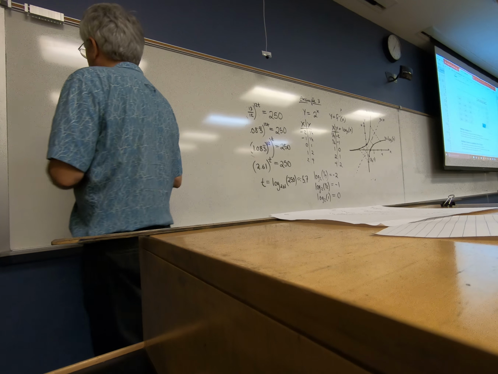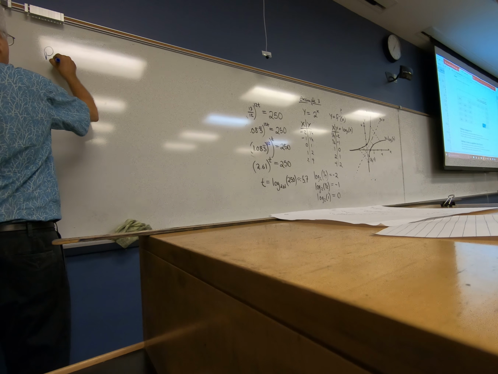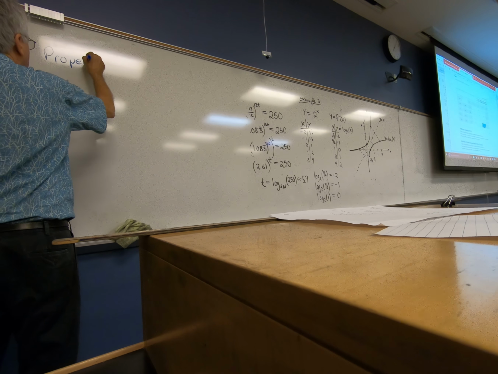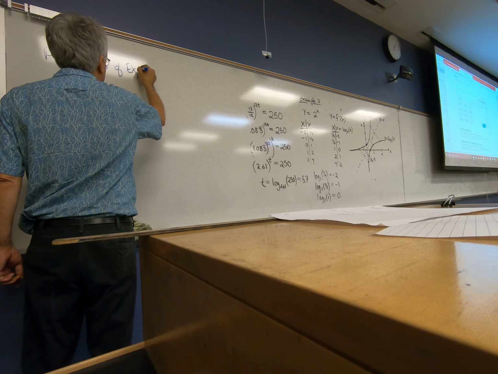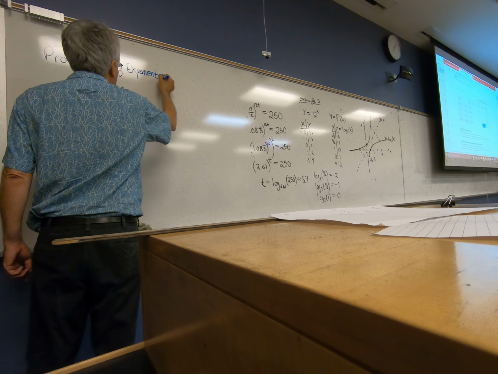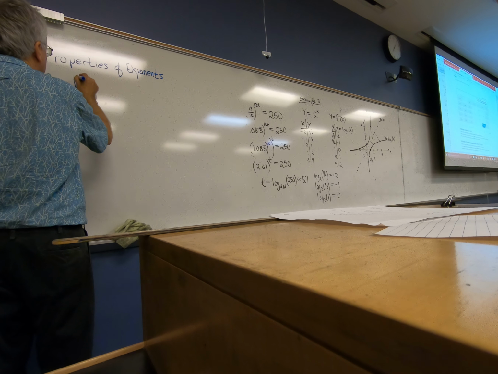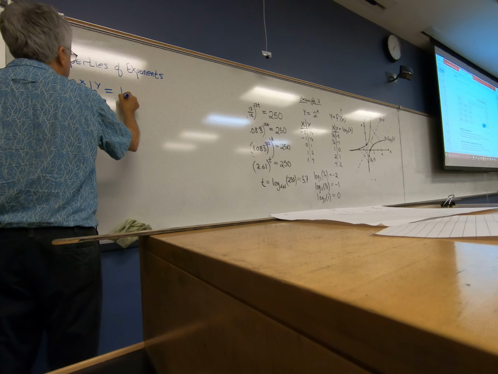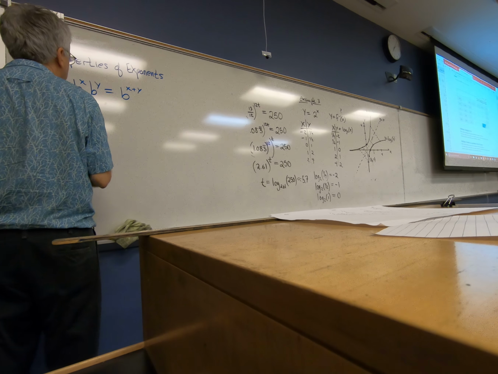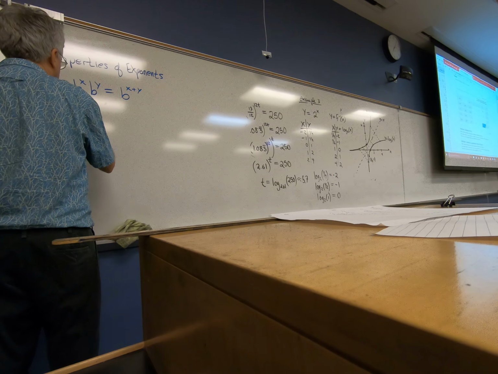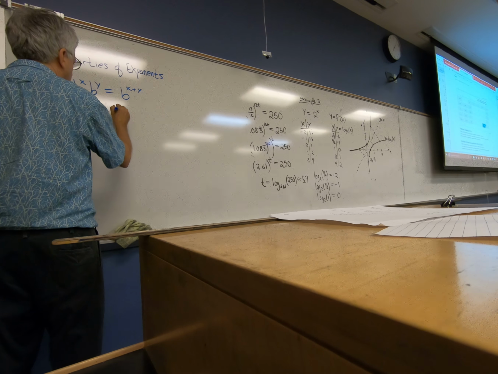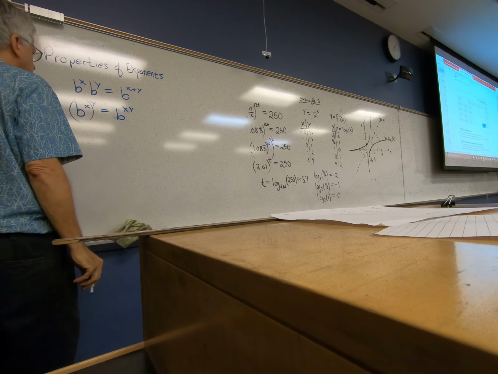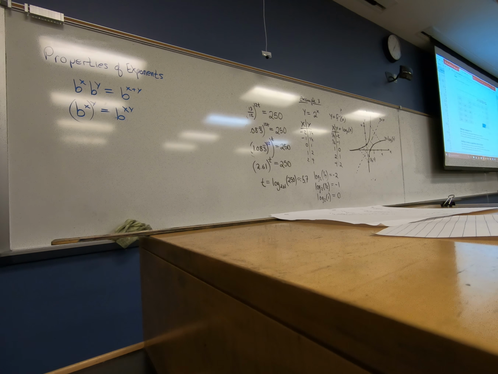So we have the properties of exponents, which I will remind you about. Should we write those over here? So what do we know? b to the x times b to the y is b to the x plus y. b to the x to the y is b to the xy, right? Power to the powers, the product of the powers. Let's just start with those two. Those are like the more important ones, right?